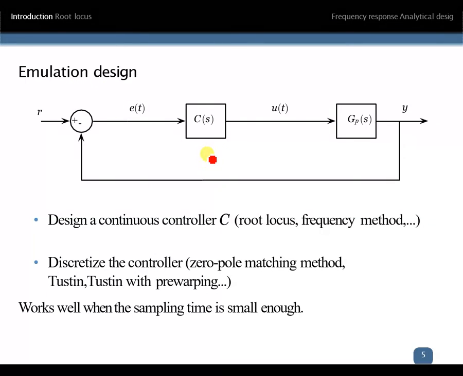Emulation design: here you have C(s) and the G(s) system. Design a continuous controller C with the root locus or frequency method. Then discretize the controller using zero-pole matching or Tustin with pre-warping, any method you can use. It works well when the sample time is small enough. Why? Because if the sample time is very small, the continuous and the discrete will be similar. This is the indirect approach: first design this, then change it to C(z) by this method.